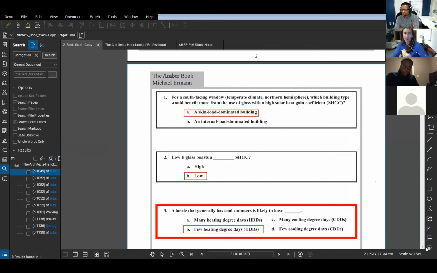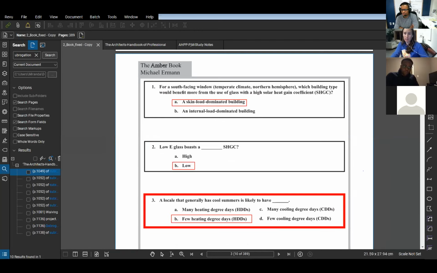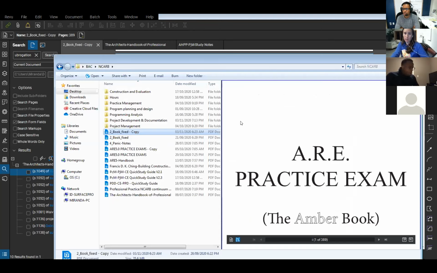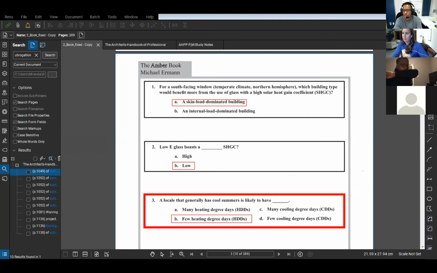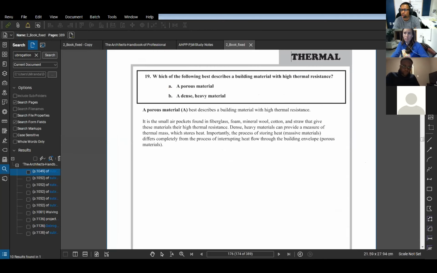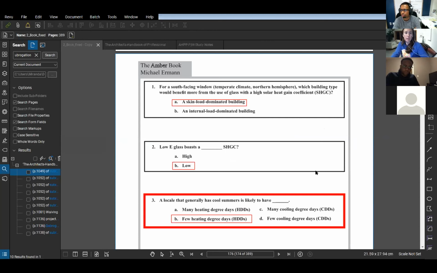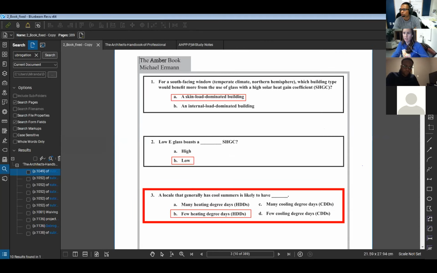Okay. Can you see my screen? Yeah, we can. Okay, hold on. So you did yours on PDD, right? Yeah. That's good. You guys, this is a little advanced, but you're going to need to know these things eventually anyway. So this is on the thermal section of the Amber book. It might not be super relevant for PDD, but I was just going in order.